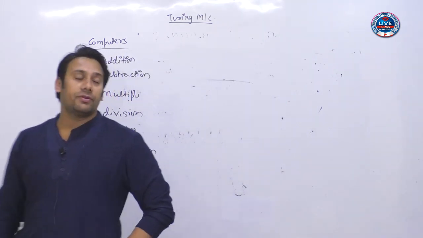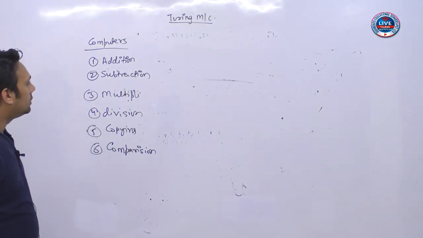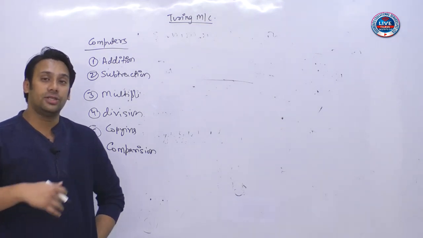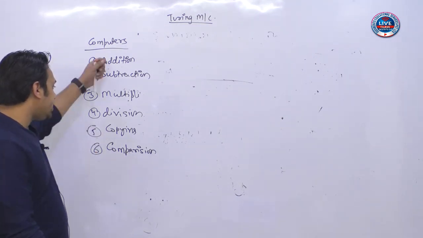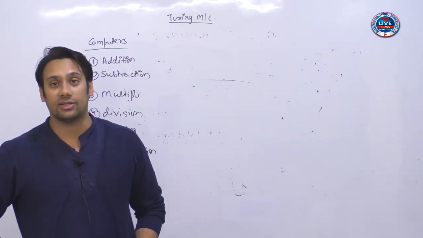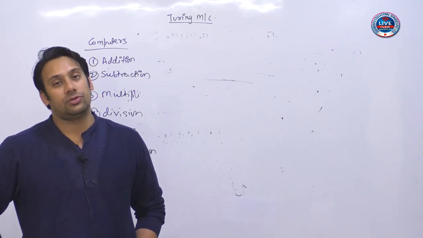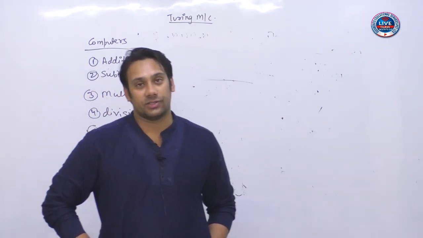Now, because your computers can perform all these six operations, first of all, we should know how the computer actually does it. And if these operations can also be done by a Turing machine, then I can say we will be able to perform all the algorithmic functions.